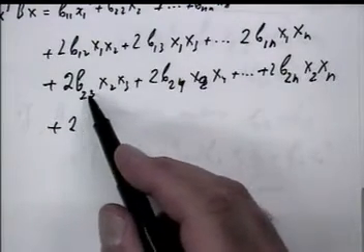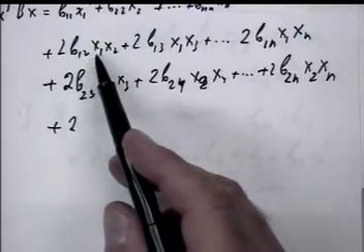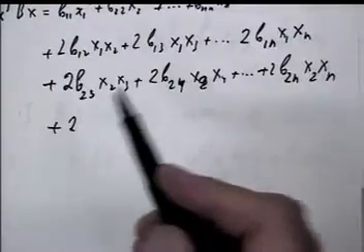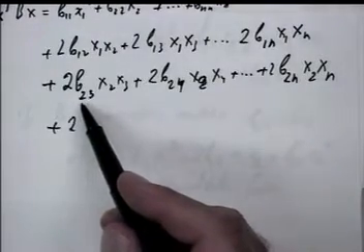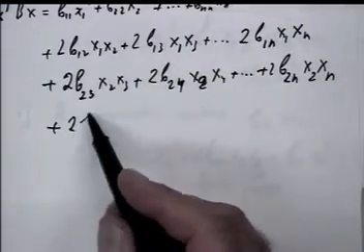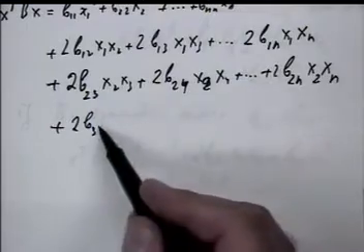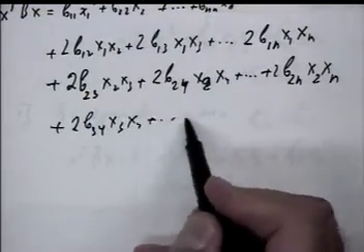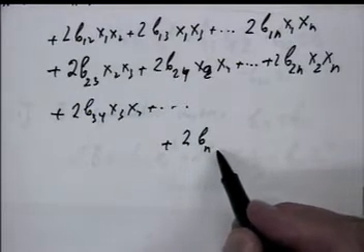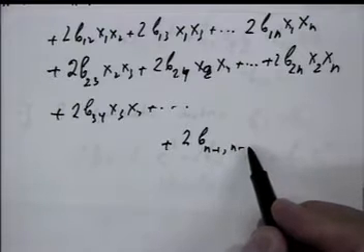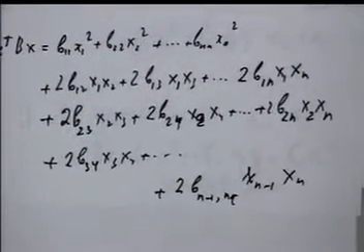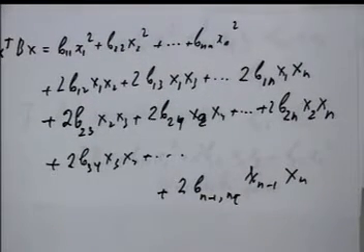Then b21 is already taken care of here, and b13 is taken care of here. So 3,1 is taken care of because b13 is here, and 3,2 is taken care of here. So it will be b34 x3 x4, etc. And at the end will be 2 times b(n-1)n x(n-1) xn. That is the general case.